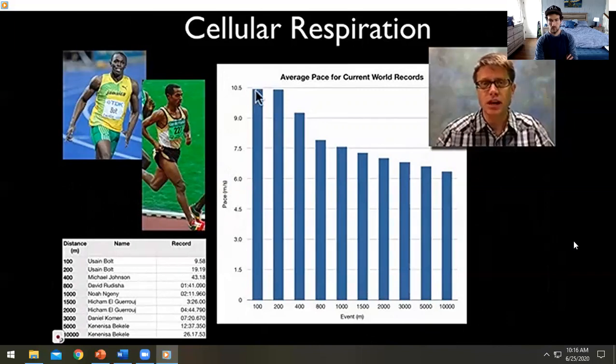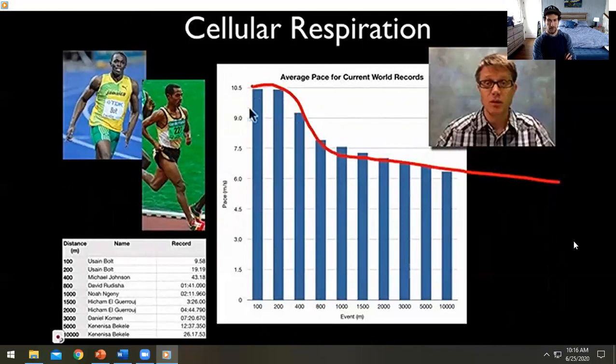And what you can see in this graph is that the pace is quickly going to drop off, and then it's pretty much going to stabilize. And if we were to go out to the marathon or continue, basically, we're pretty effective at running at a specific pace. But we die really quickly when we're sprinting. And so a way to think about that is the two things we're going to talk about in this podcast. We're going to talk about aerobic respiration.